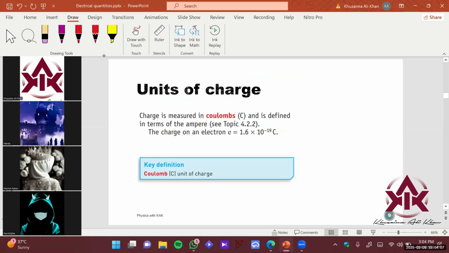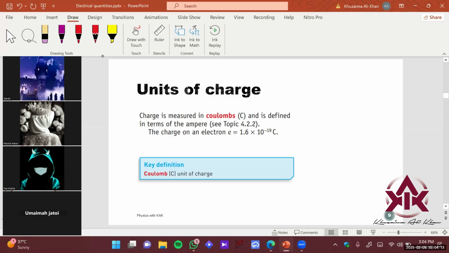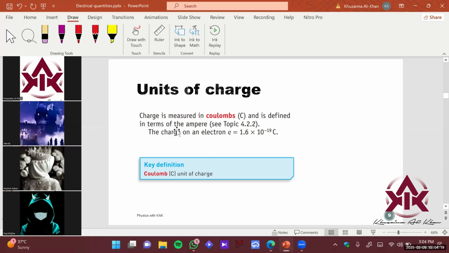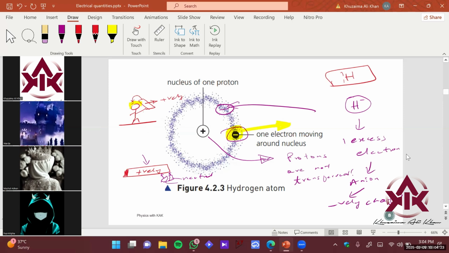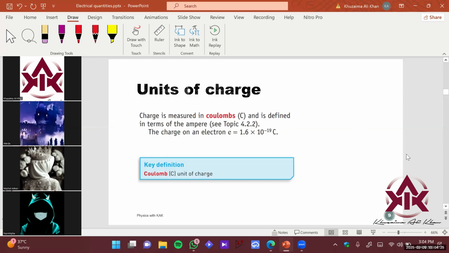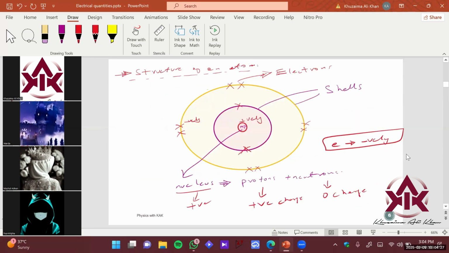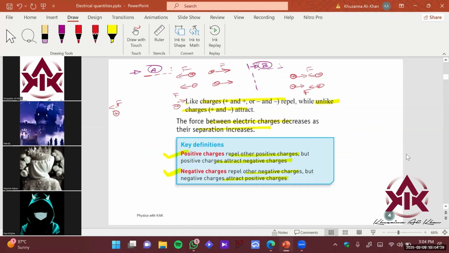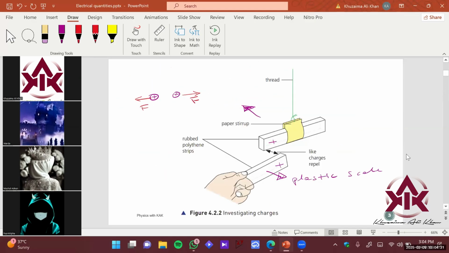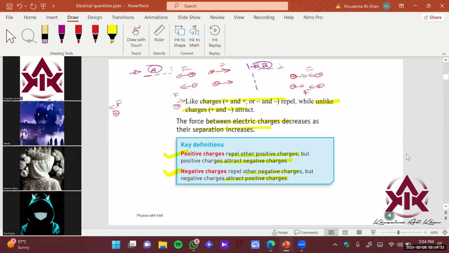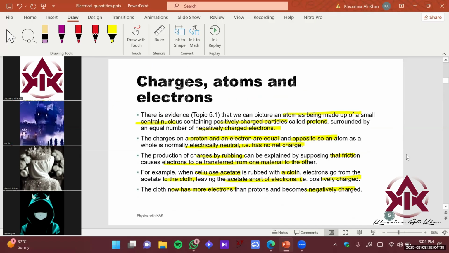If it makes sense till now, give me a thumbs up, because these are just basic principles of charges, how they flow and what the structure of an atom is. We have discussed this in a brief discussion here, right? Now we're going to dive deeper into the physics phenomena. I believe now you know we have charges, positive and negative charges. You know the structure. Now, like charges repel, unlike charges attract.